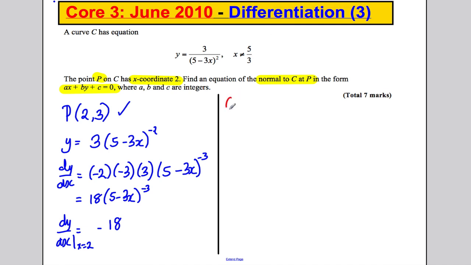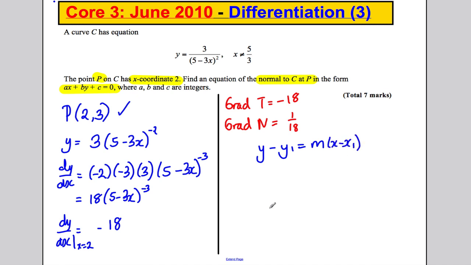The gradient of the tangent is -18, so the gradient of the normal is therefore 1 over 18, because they must multiply to -1. We know a point on the normal, we know (2, 3) is on the tangent at that point, so it's on the normal at that point. We know the gradient of the normal at that point. We've got everything we need to use this formula. So y subtract 3 would be 1 over 18, x subtract 2. Multiply both sides by 18, so 18y subtract 54 would be equal to x subtract 2.